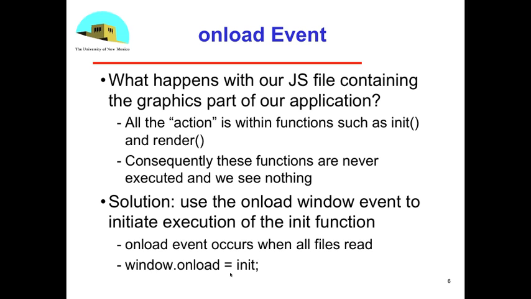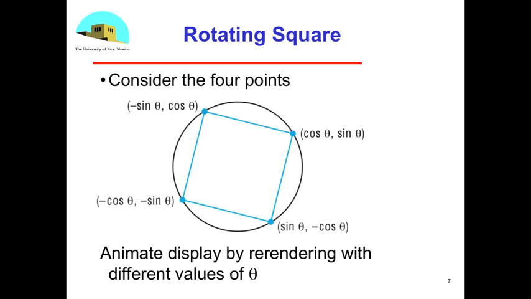So let's do a little example of that and see what else we have to do in our code. A simple example I have is a rotating square, and there are various versions of this on the website. I'll run some of them in the next lecture, but it's a very simple example.